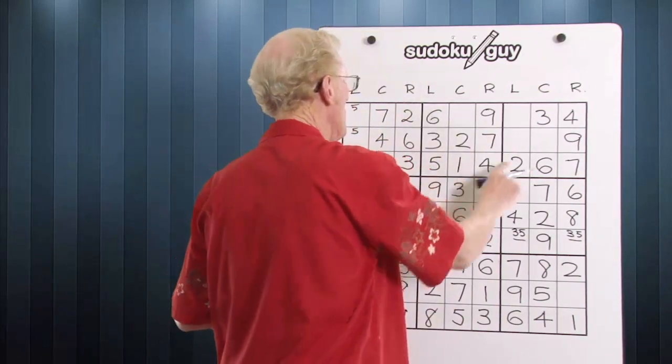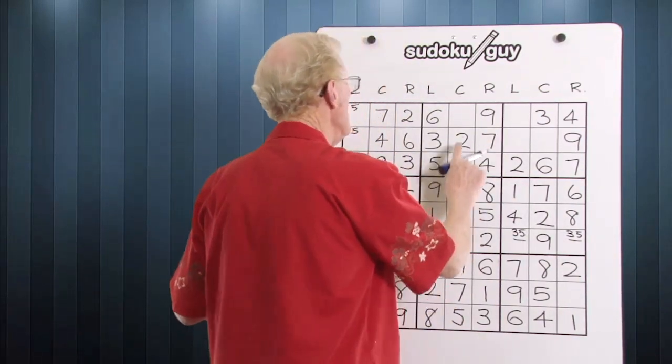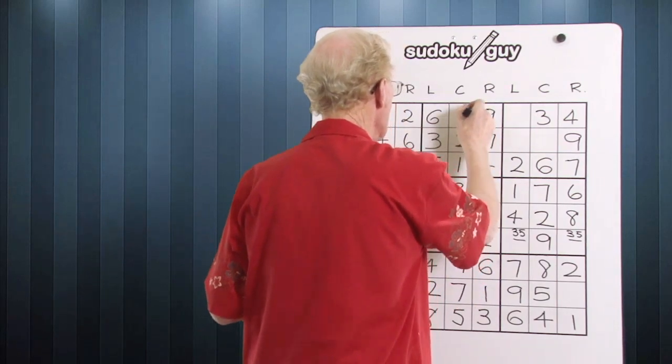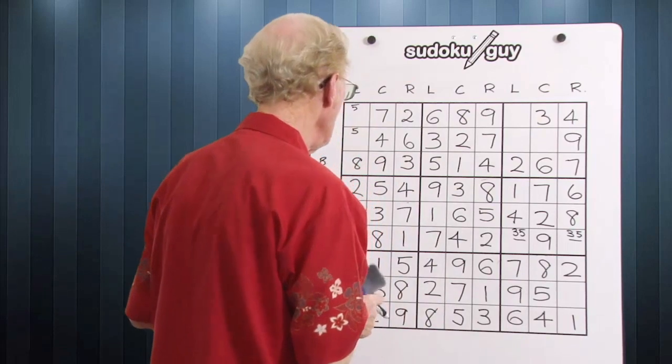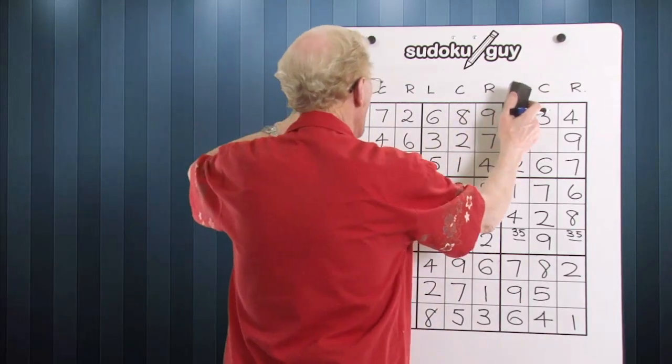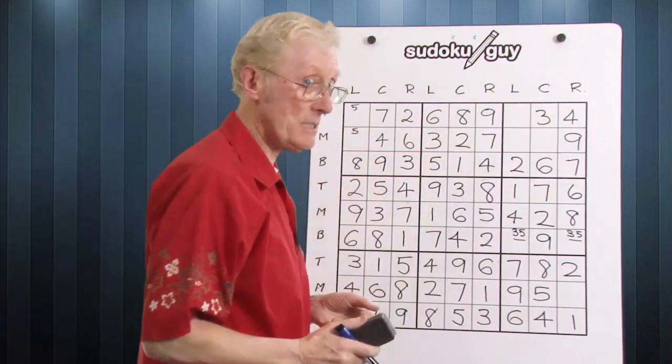This has only got 1 cell left. 1, 2, 3, 4, 5, 6, 7. It's an 8. Okay. Now we're down to the situation where we've only got 2 cells left in that row. It wasn't the case to begin with, was it?